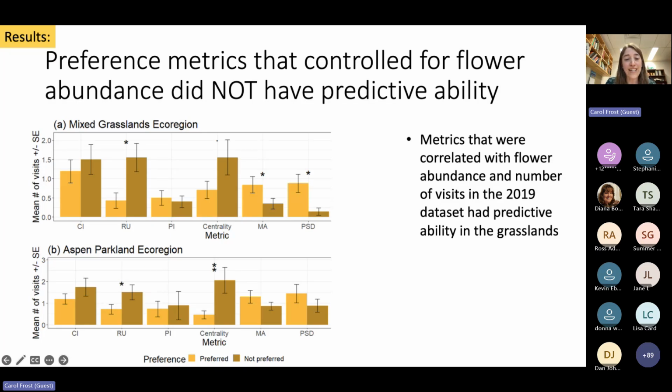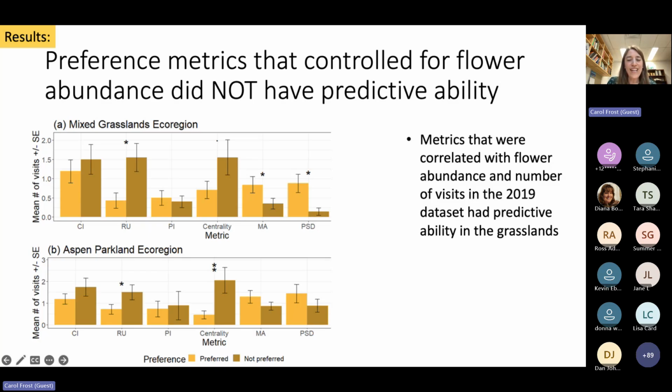What we'd expect to see if preference metrics worked is the yellow bar being significantly higher than the brown bar, but we actually see the opposite for several metrics. The only metrics for which we do see that are this one, the mass action hypothesis, and PSD, which is Shannon diversity of flower visitors.